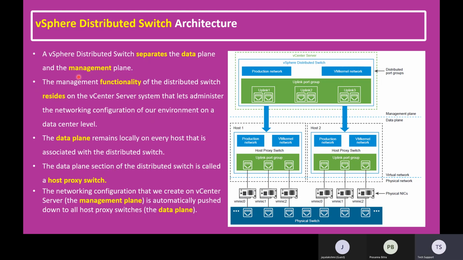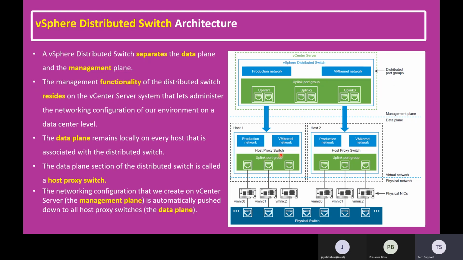So the same points I highlighted here. vSphere vSwitch separates the data plane and management plane. So the management plane is the upper one, the data plane is the lower one. And the management functionality of the distributed switch resides on the vCenter server system, which lets the administrator manage the networking configuration of our environment at the data center level. So within our vCenter data center level only, we will take care of all the management, and data planes remain locally on every host that is associated with the distributed switch.